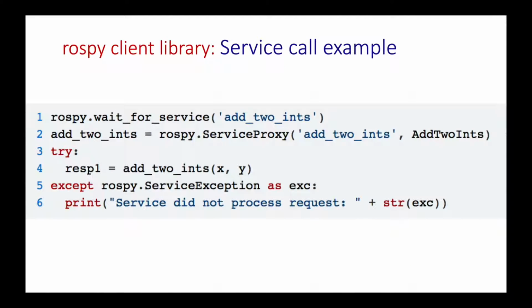Right. So here's the actual code. This is the code for the client. So I'm saying rospy.wait_for_service, and the name of the service is add_two_ints. So I'm waiting for this, and none of these things are getting executed if this returns some exception.